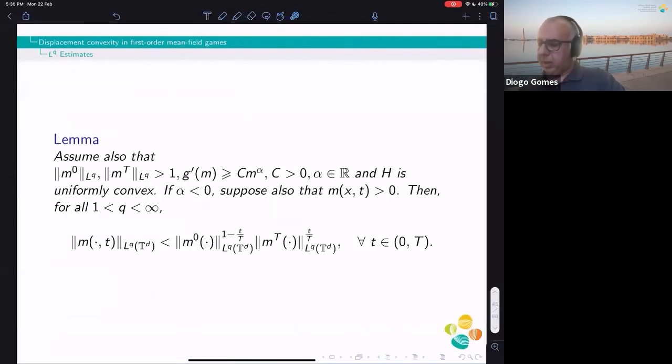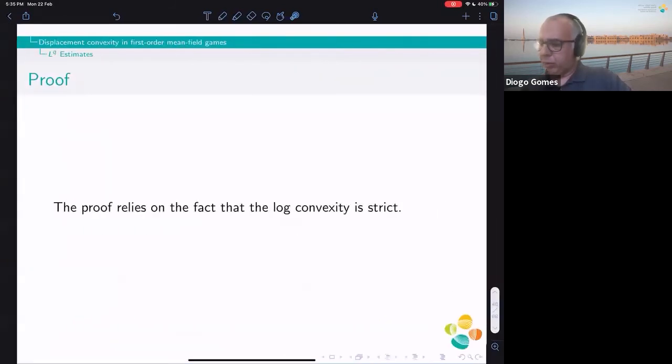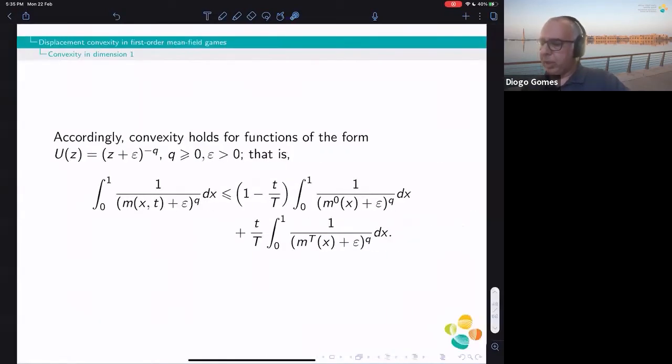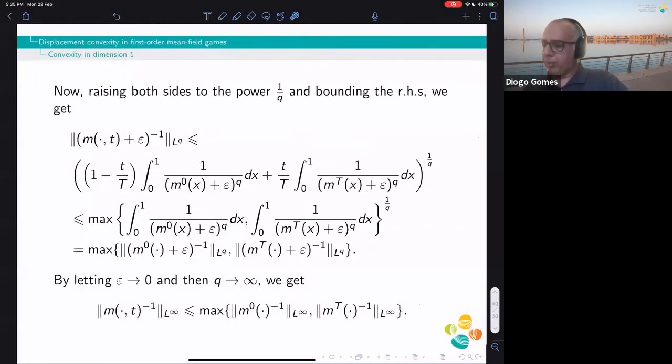And then you can get a number of other estimates out of this. Let me just address the one dimensional case. If you are in one dimension, then you can get negative bounds, the negative powers of Q. And in fact, what you can do is to show that 1 over M is bounded. This requires a little bit of a limiting argument, because a priori you don't know whether 1 over M is bounded or not, but you can get it.